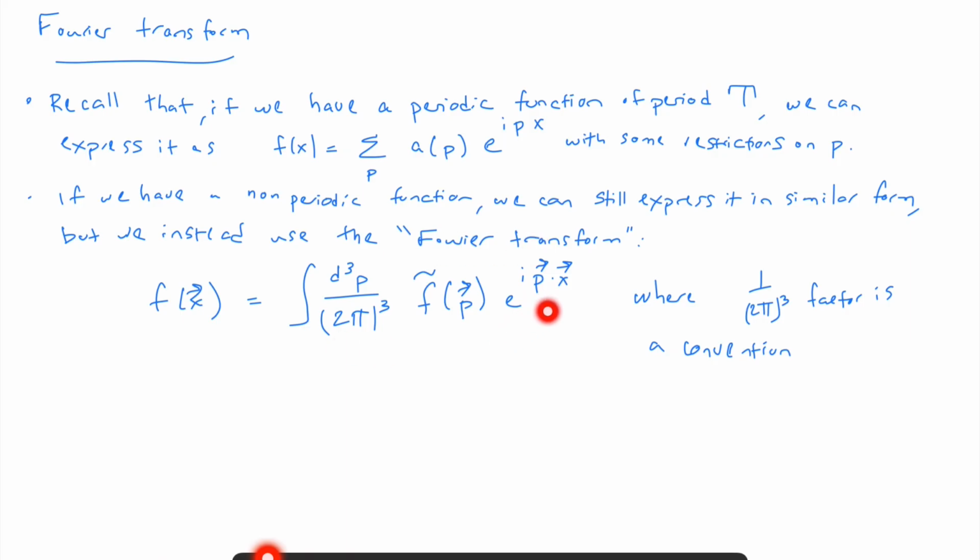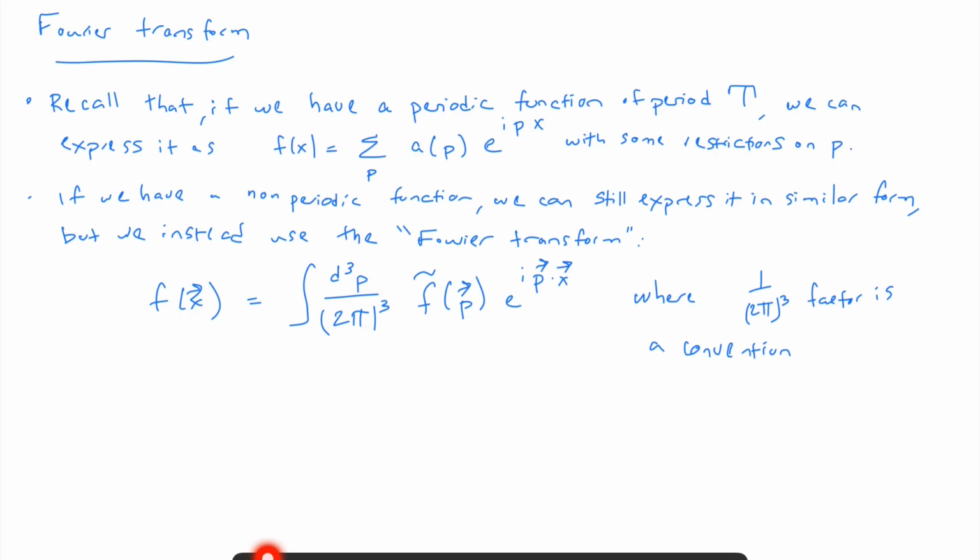Instead of summing over all the various e to the i p x's, you have a continuous sum, d third p, where you can vary this continuously. There's no restrictions on p. They don't jump in discrete amounts. And then you have some coefficient, which you call the Fourier transform. These are just the coefficients of this expansion.